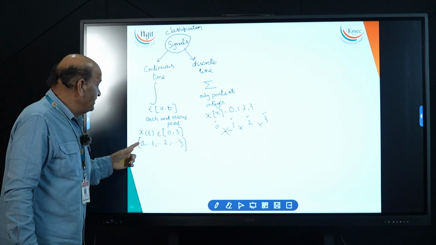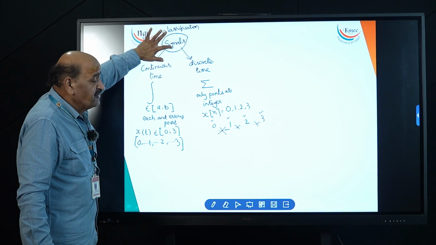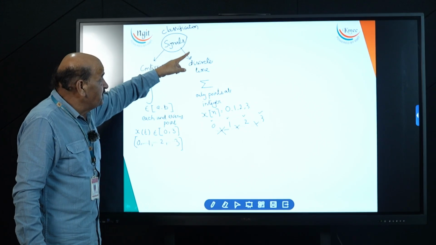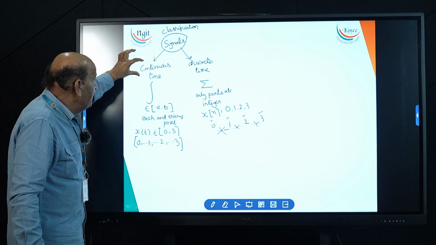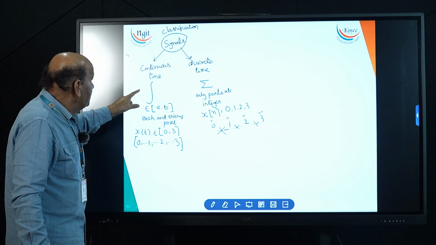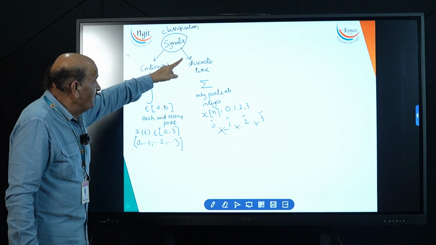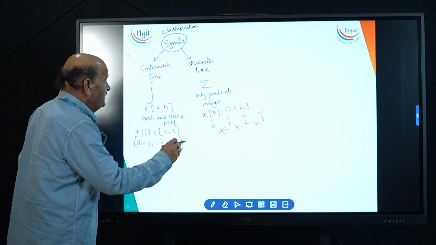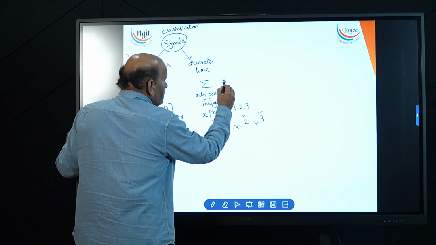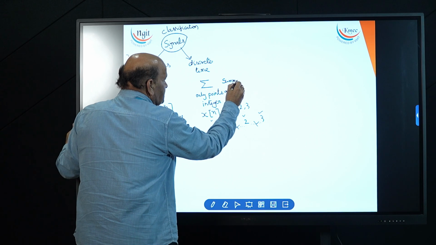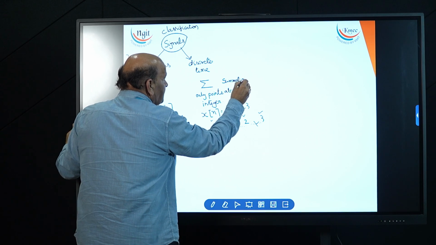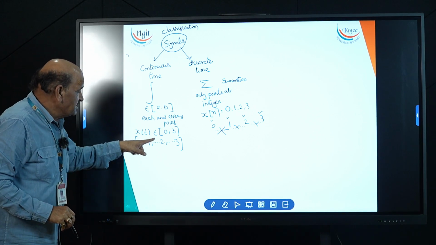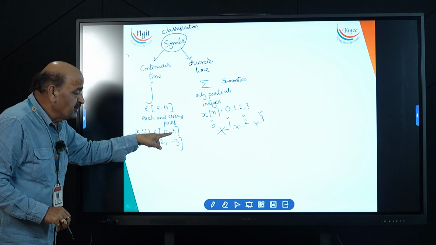Again, I am repeating this. Look at the classification of signals: continuous time signals and discrete time signals. Whenever we use the word continuous, it is represented by integration. Whenever we use the discrete time word, we use summation. This symbol is called the summation symbol, sigma. For example, look at x of t belongs to 0 to 3.